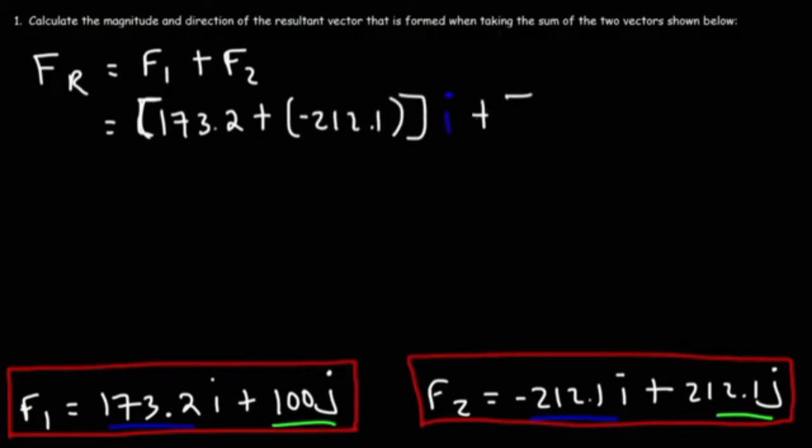Now we need to add the y components together. So we have 100 plus 212, and then times the unit vector j. And let me not forget the unit vector i.